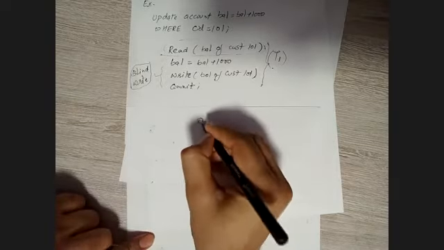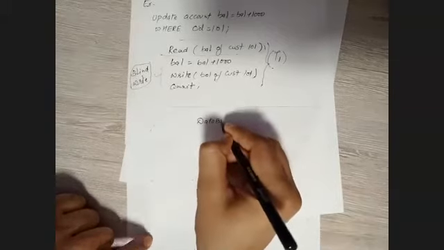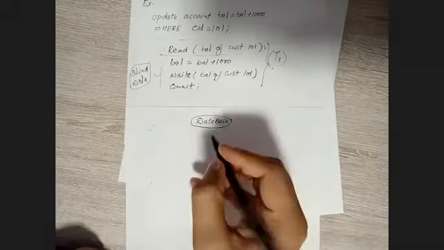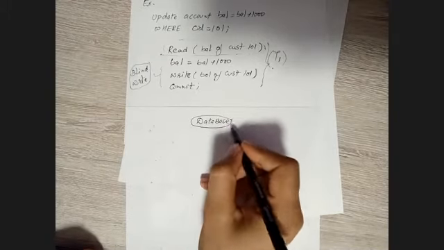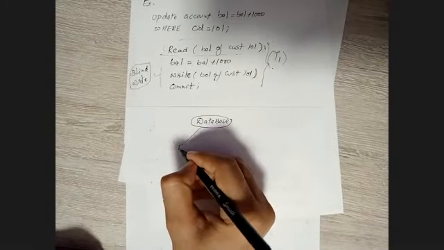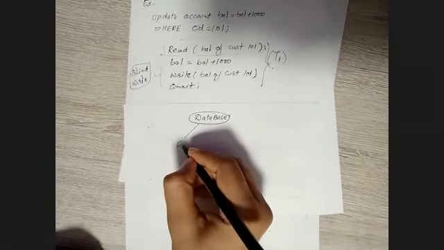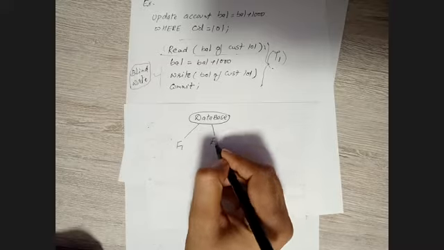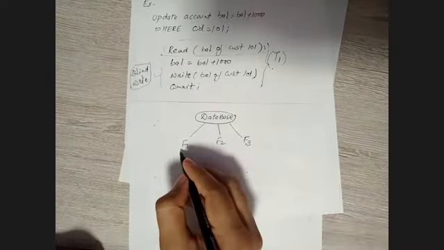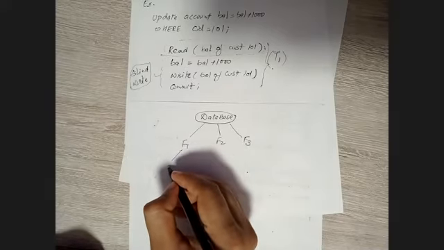Let me do a diagram. We have the database. I'm just talking about these data items A, B, C and all those. So read A, write A. Understand now what these are. We have the database, so understand this hierarchy. In the database we have files. Let's say we have file F1, F2, F3. Now in the file, we have different blocks.